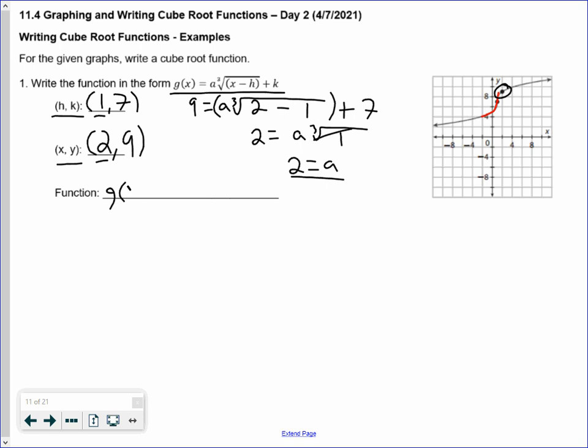All we need to do now is put that into our g of x. So we have g of x equals 2 times the cube root of x minus h of 1, plus our k value of 7. Remember, your x and your g of x, or your x and your y, are variables. So you do not want to put your xy point into your final function or answer. You only want to put in your h, k, and your a or b value, whatever you're solving for. Your x and y points stay outside of your function answer. So that's how you solve for a.